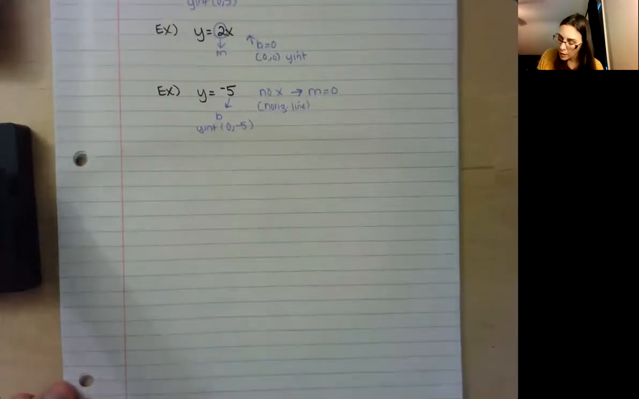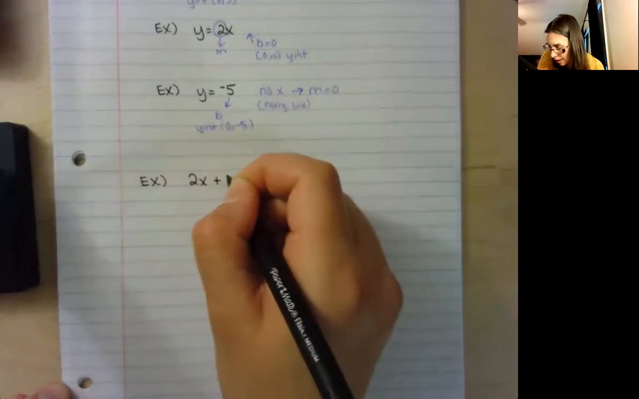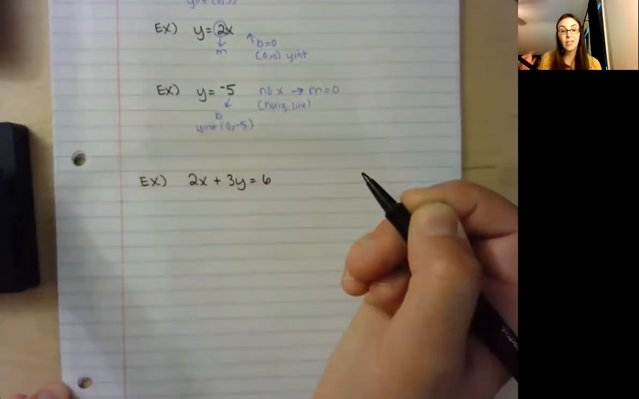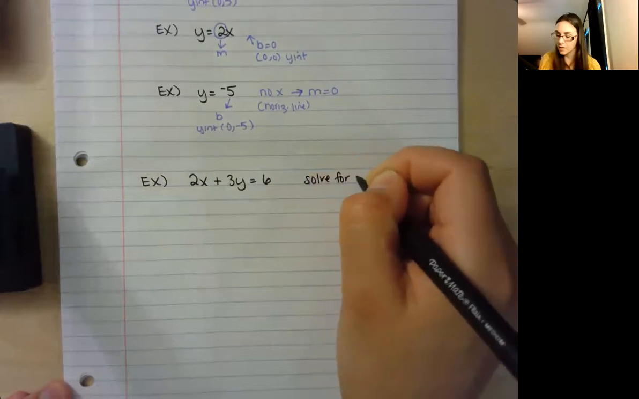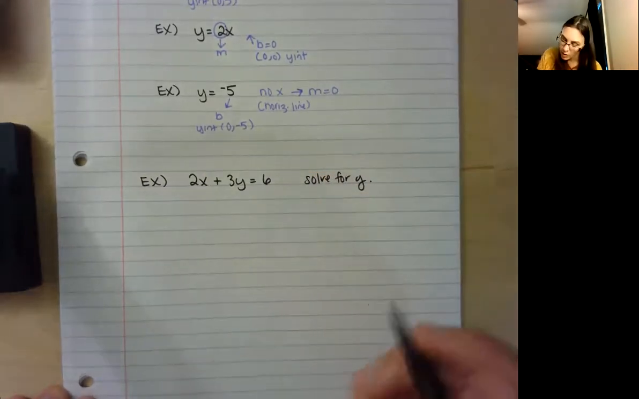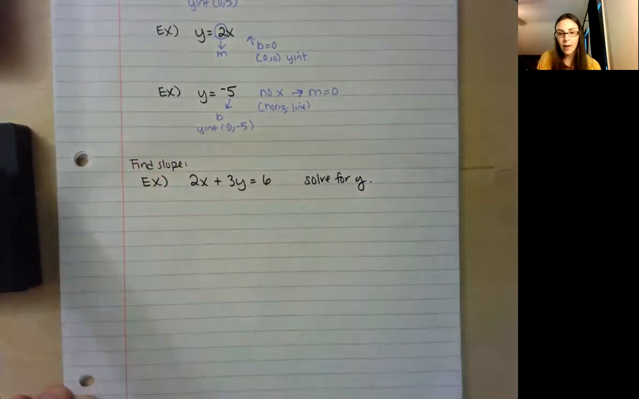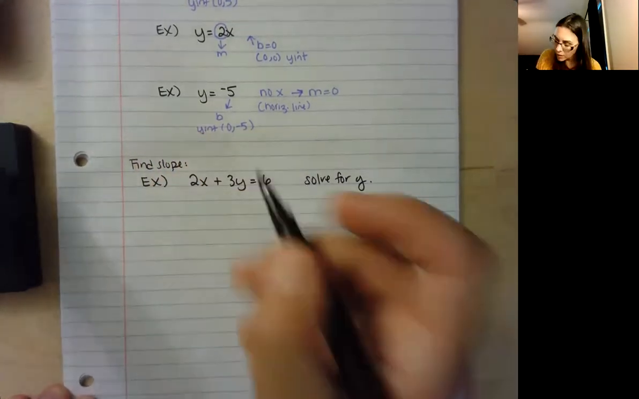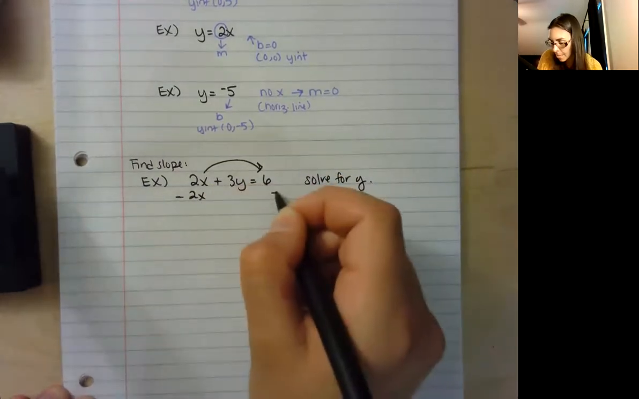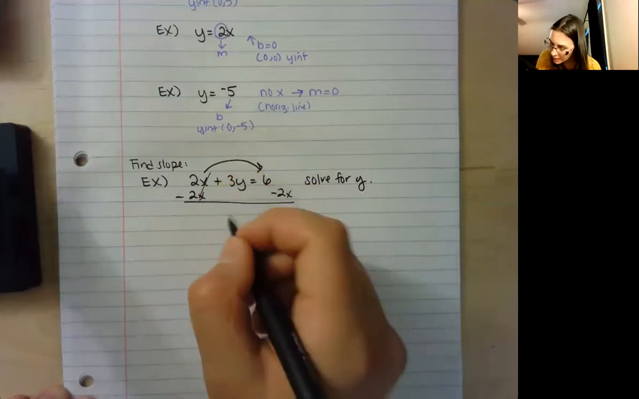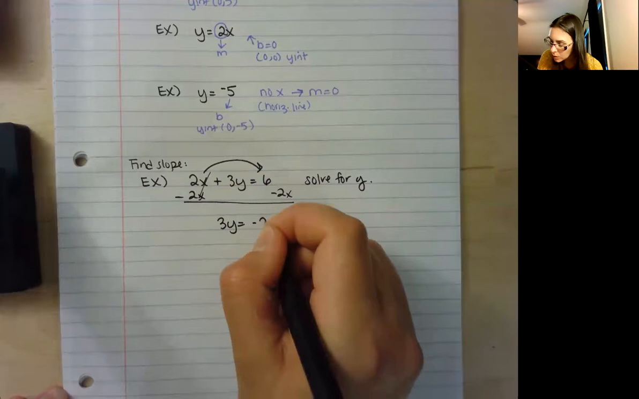Now, if you're not in the right form, so maybe I have a problem and it's 2x plus 3y equals 6, and you want to use this. Well, you can always solve for y to find the slope. So I want y by itself. The first thing I'm going to do is bring the x to the other side, so I'm going to subtract 2x from both sides. It's a little bit tricky because 6 and 2x are not like terms, so we just write them next to each other.